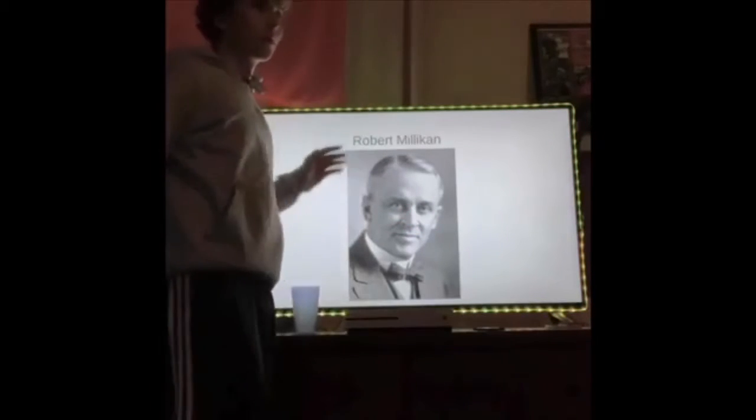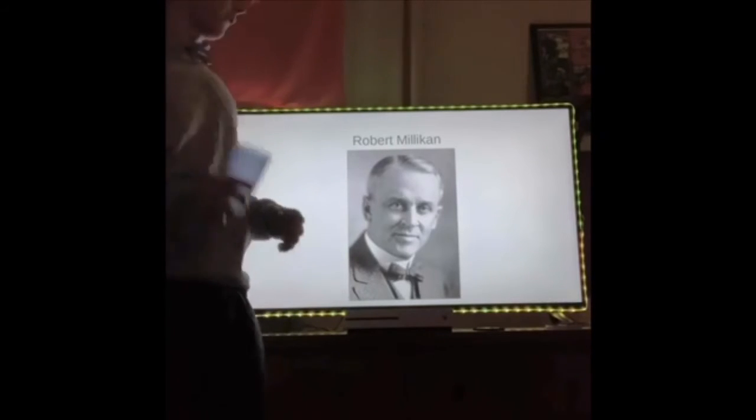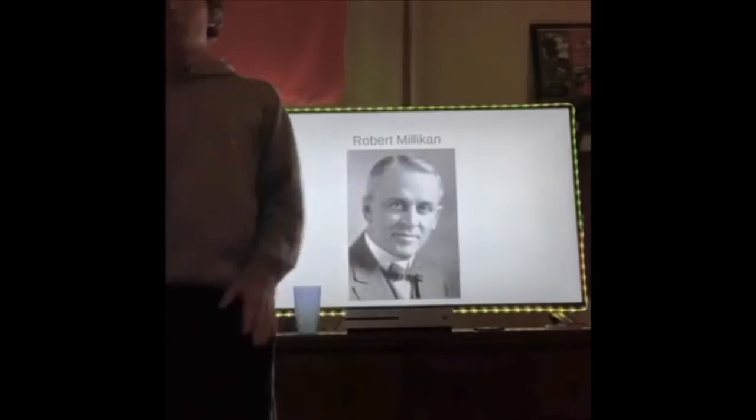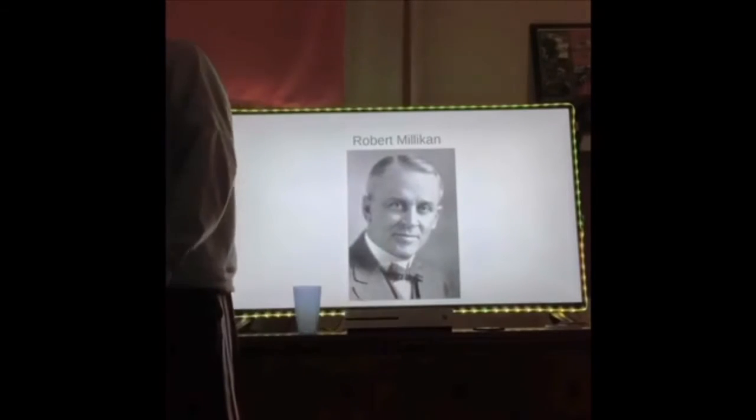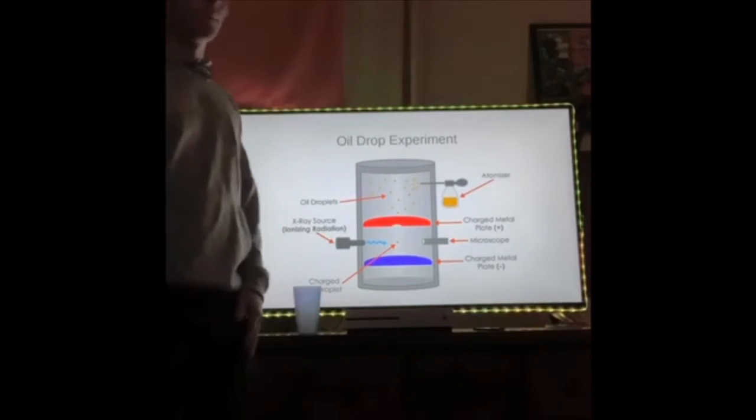Okay, here we've got Robert Millikan. He's a pretty good looking dude. AKA Homeboy Milkman. Let's go, all right? Now this dude discovered e, which is the charge of an electron. And he did this through his oil drop experiment, which you've got here.